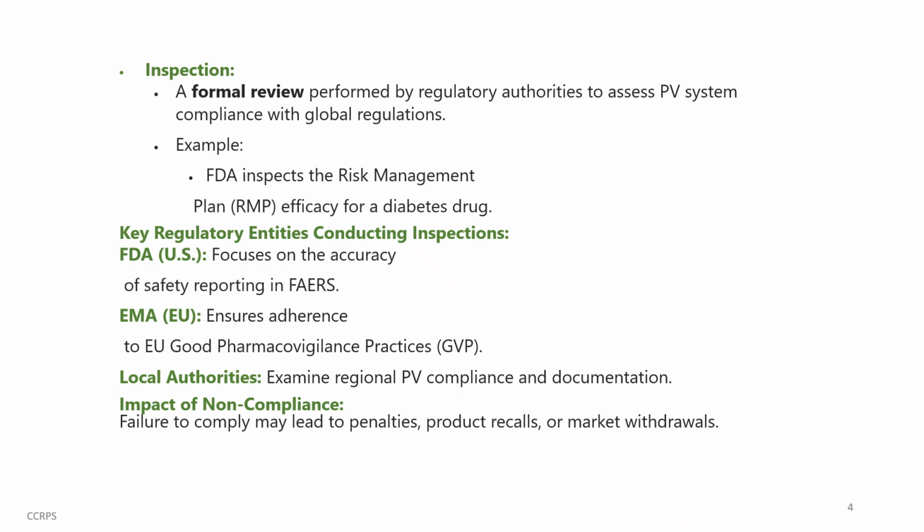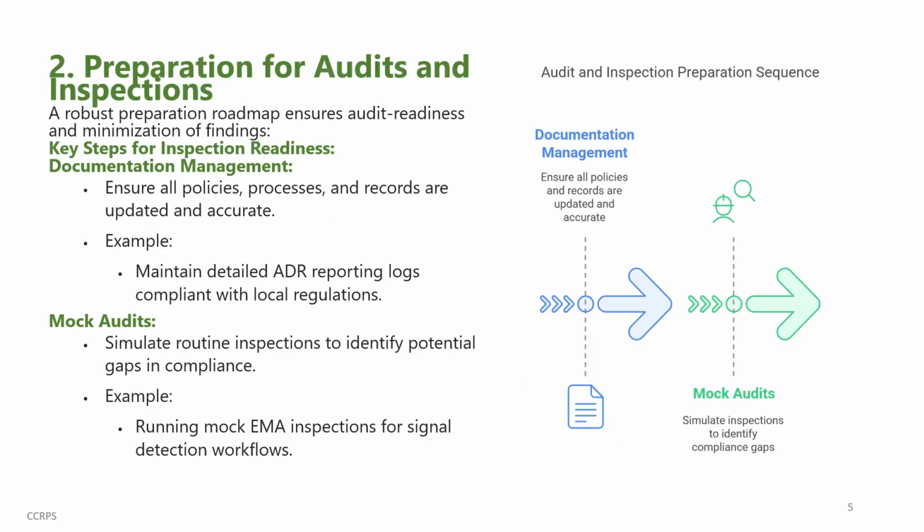Some key regulatory entities conducting inspections: In the US, it's the FDA, which focuses on the accuracy of the safety reporting in the FAERS. The EMA from the EU ensures adherence to EU Good Pharmacovigilance Practice, or GVP. Local authorities examine regional PV compliance and documentation. The impact of non-compliance is that failure to comply would lead to penalties, product recalls, or market withdrawals.